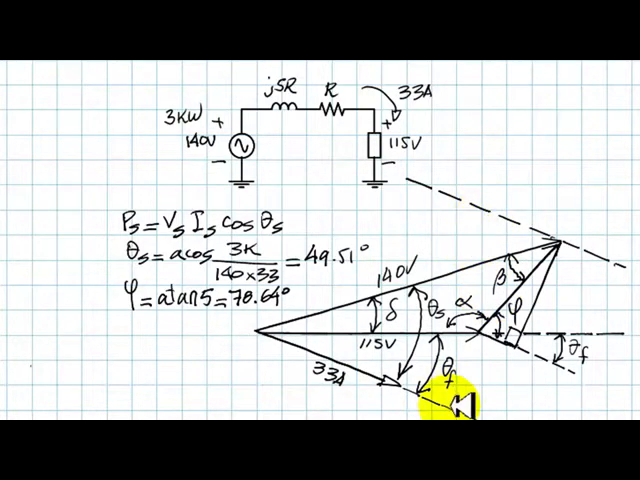We draw this line that is parallel to the current. Let's specify that's parallel to this one. Why? Because this angle here is known. Is it? Yes. This angle is this angle, the power factor angle of the source. We know that. We know that that is 49.51 degrees. And this one, this little one here, that is just 90 minus phi, and phi we know what it is.